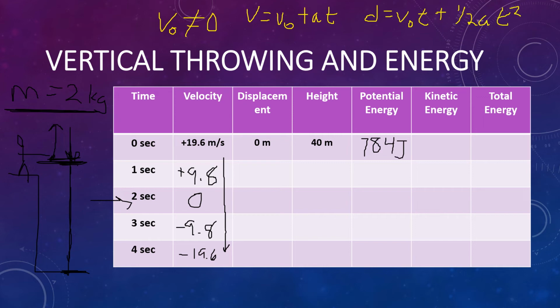The kinetic energy is, this time it's not going to be 0 because we're not starting from rest. So we can do 19.6 squared times 2 times 1/2. So we can get 384.16. And then I can add that, and I can go ahead and I can get my TE. Huzzah!